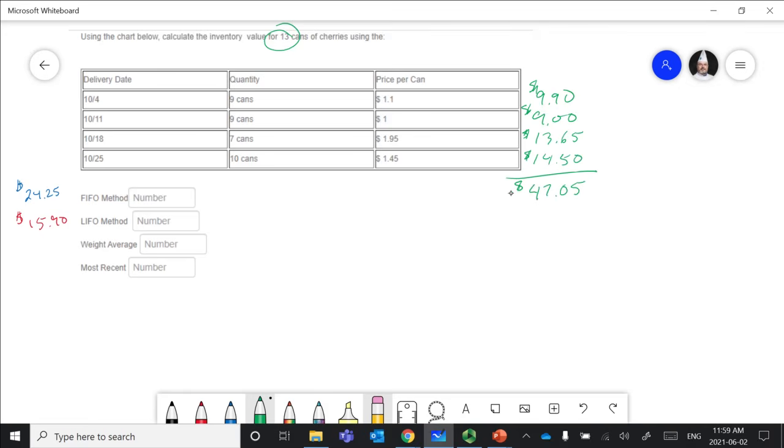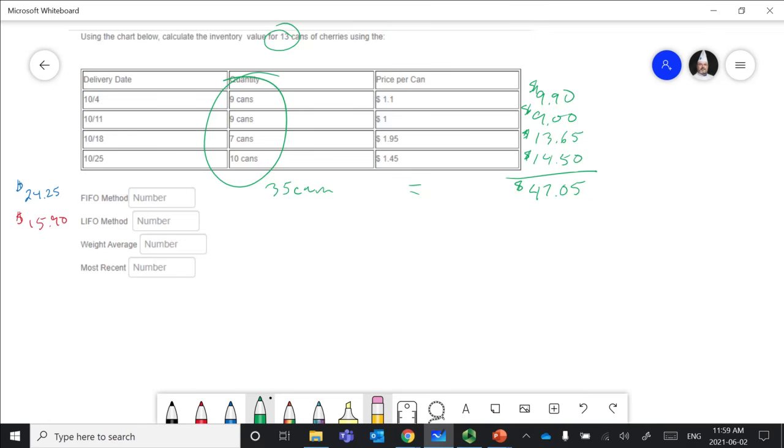$47.05. That's what we spent for all of these cans, right? But how many cans do we get? We got 9 plus 9 plus 7 plus 10. We got 35 cans, right? So 35 cans for $47.05.